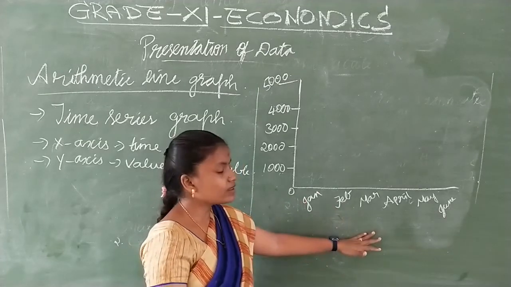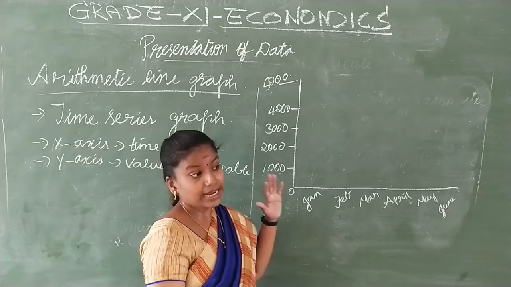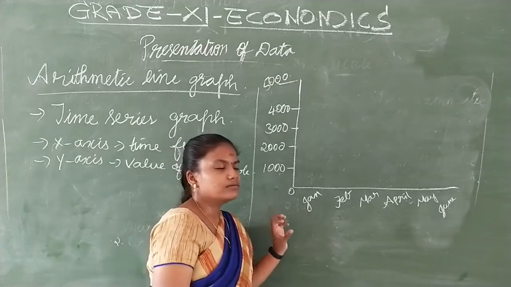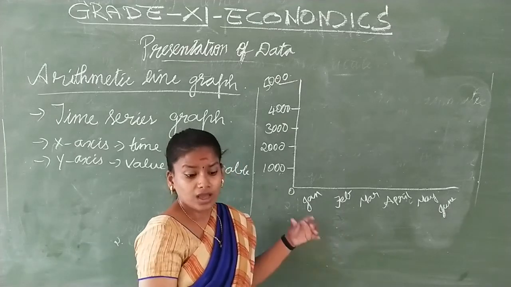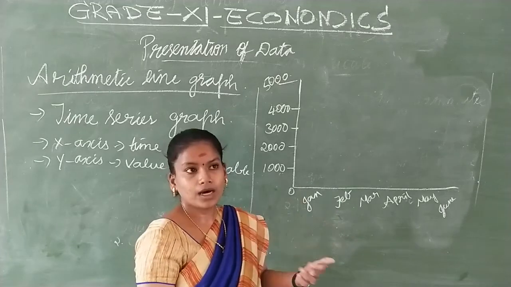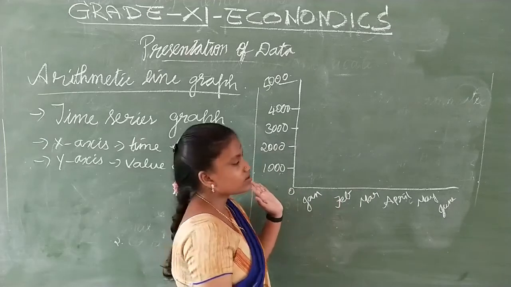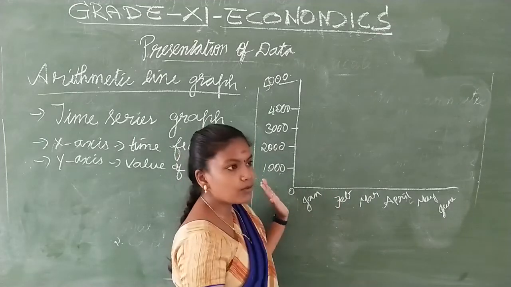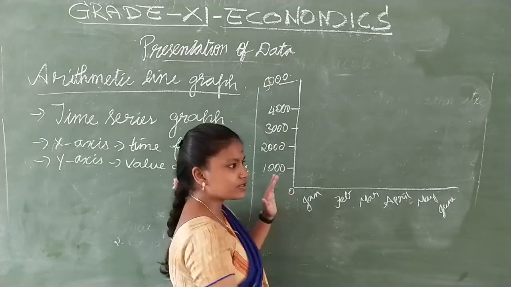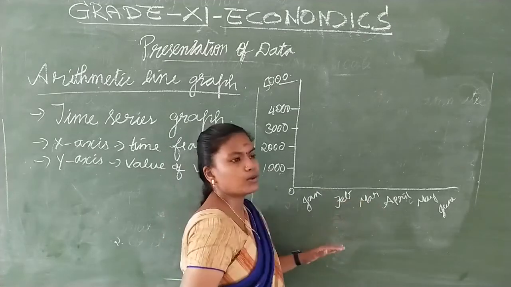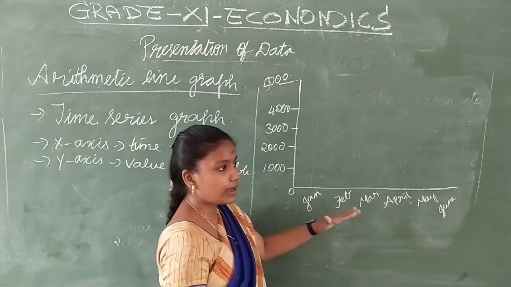Okay, so what is given in the x-axis, children? Anything related to time: day, date, time, week, month, year, anything can be mentioned. And what is given in the y-axis? We have the value of the variable. It differs. So if you are going to take the weight, the diet analysis, the weight analysis.